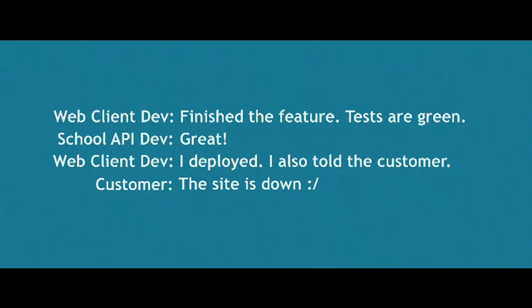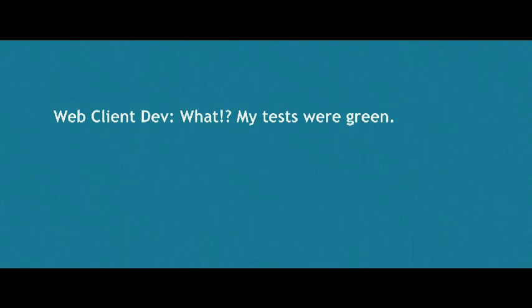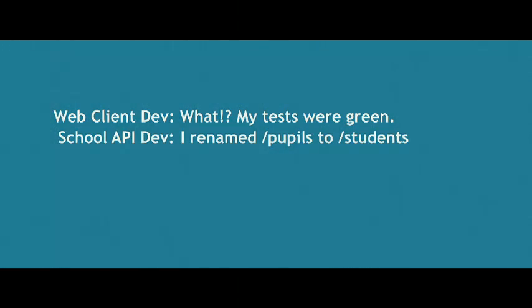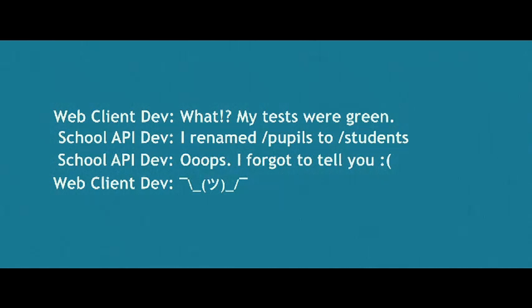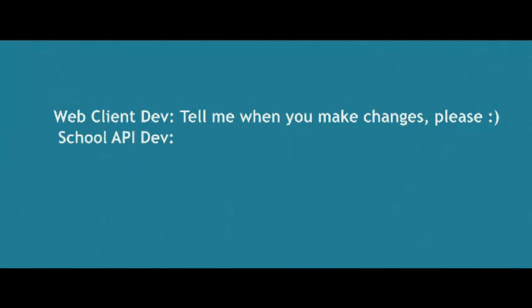I'm sure we've never experienced this. And then the web client dev says, what? But my tests were green. And the school API dev responds, I renamed pupils resource to students resource. And I didn't tell you. And then the web client dev says, oh my gosh. Tell me next time you make a change, please. And the school API dev responds, it won't happen again, I promise. But it does.